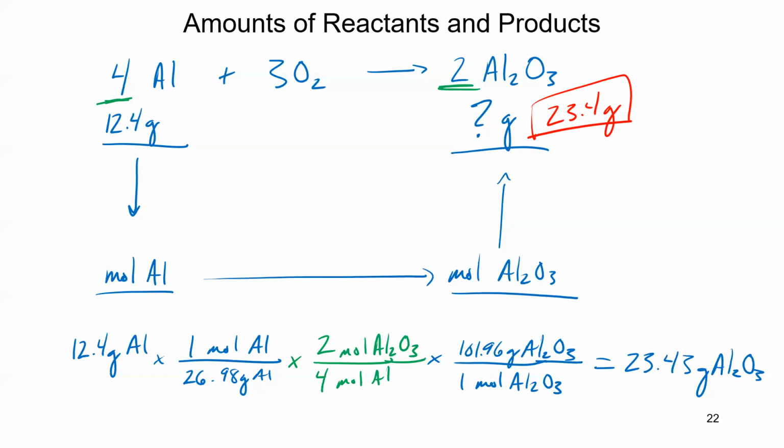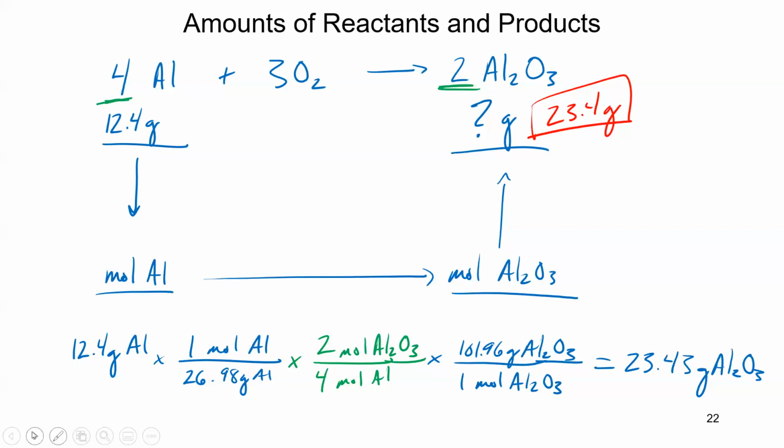And so, you know, if the question had asked, how many grams of oxygen do you need to react completely with 12.4 grams of aluminum? We could have done exactly the same thing, just our box would have been smaller, right? We've gone from grams of aluminum to moles of aluminum to moles of oxygen to grams of oxygen, right? We can use this process to move between any of the reactants or products.